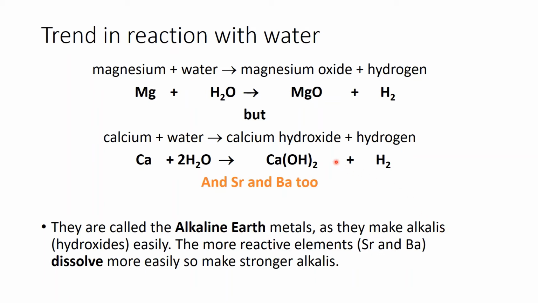You saw in my demonstration calcium hydroxide solution. It's sparingly soluble, barely soluble, so as a result it will turn universal indicator blue. It is a relatively weak alkali. Indeed, the more reactive elements like strontium and barium dissolve far more easily, so they make much stronger alkalis. You'd be looking at sort of pH 13 or 14 for strontium and barium.